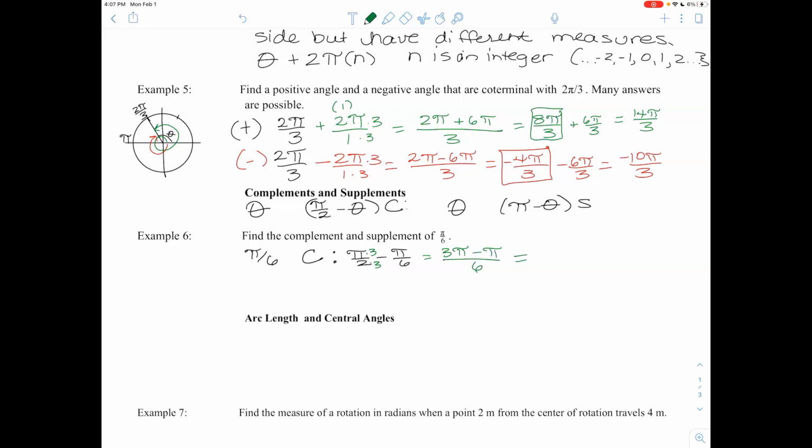So the complement would be 2 pi over 6, which, don't you dare give me that answer because you can simplify this fraction to pi over 3. So that's your complement to pi over 6. Pi over 6, which is 30 degrees, and pi over 3, which is 60 degrees. If you add those together, that's 90 degrees. And if you add them together, it's pi over 2 if you're measuring in radians.